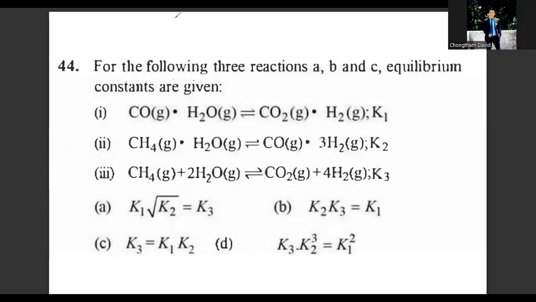44, for the following reactions, 3 reactions are given, A, B, and C. The equilibrium constants are given as K1, K2, K3. Since they are overall subsequent reactions, what you have to do is multiply the intermediates. K1 and K2 are obtained from K3. So the overall equilibrium constant would be the multiplication of the first and the second equilibrium constants. So K3 equals K1 into K2. Looking at the options, C is the appropriate answer for question number 44. I hope it is clear and understood.